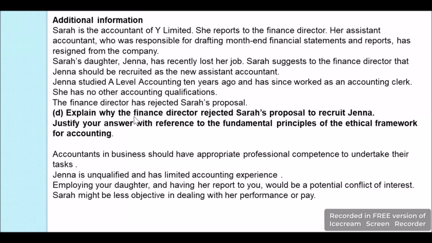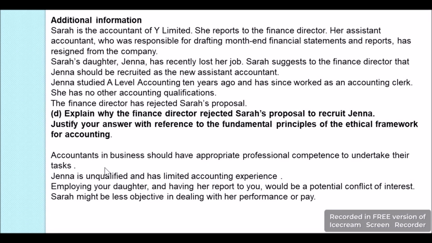In the D bit of the question, we are asked to explain why the finance director rejected Sarah's proposal to recruit Gina. We have to justify our answer with reference to the fundamental principles of the ethical framework for accounting. The finance director may have rejected Sarah's proposal to recruit Gina based on the following reasons. The job of an accountant requires appropriate professional competence, and Gina has just done her A-level accounting, which may be under qualification, or she may not be qualified enough to fulfill the job of an assistant accountant. Furthermore, employing Sarah's daughter as her assistant may lead to unprofessional job ethics, as this may lead to professional conflicts of interest, and this may lead to biased professional evaluation. These may be the reasons why the finance director may have rejected Sarah's proposal.